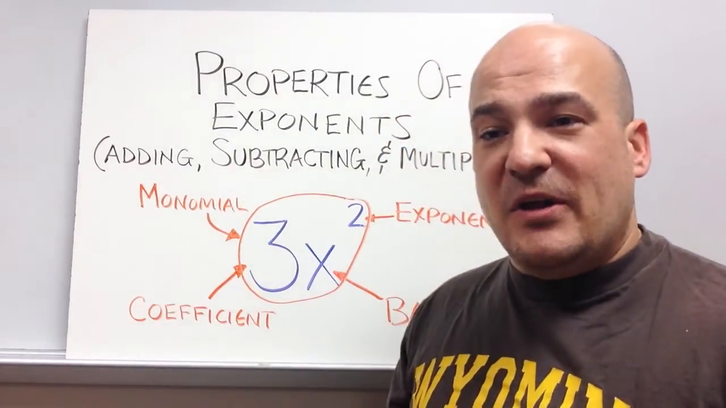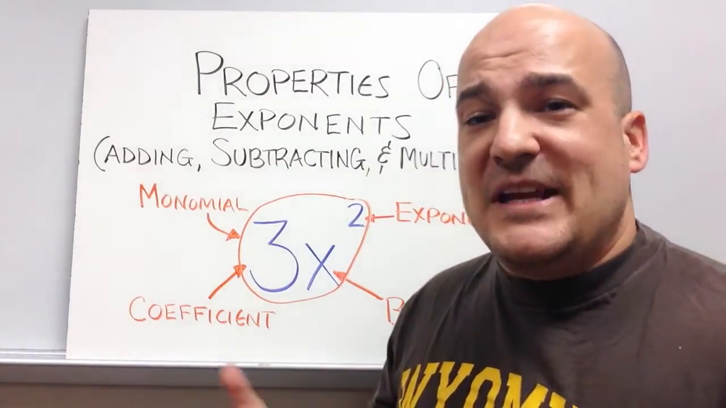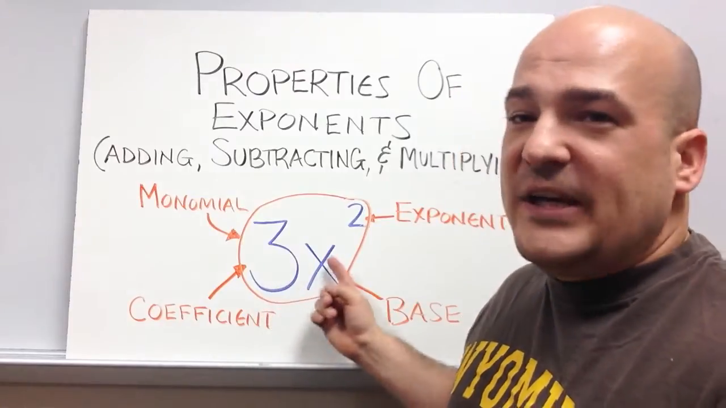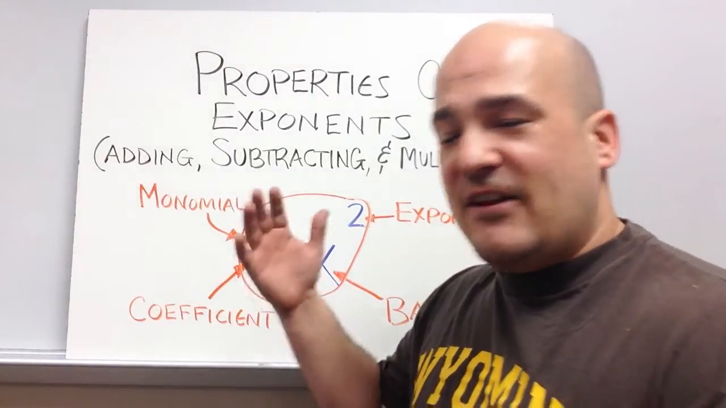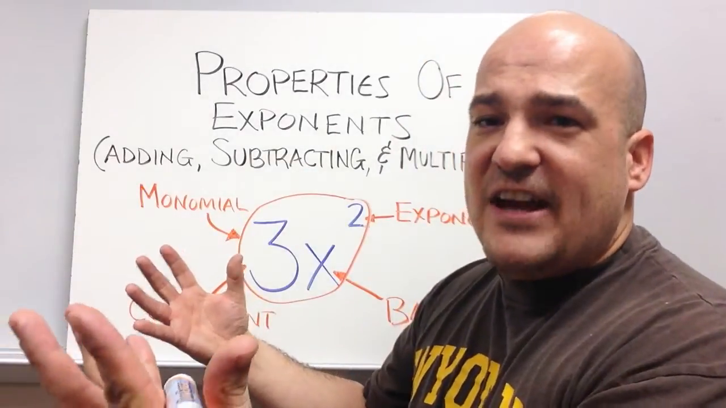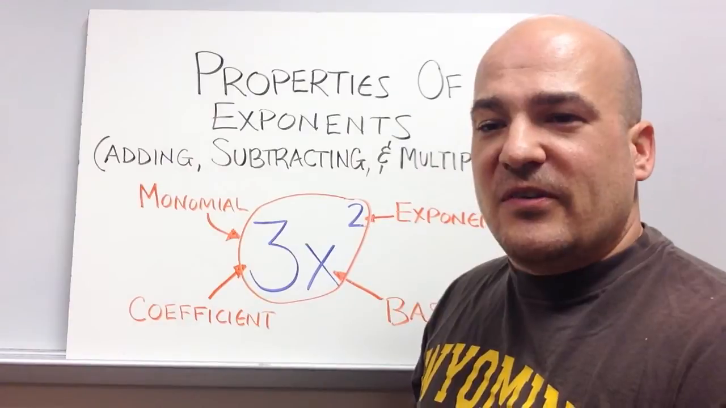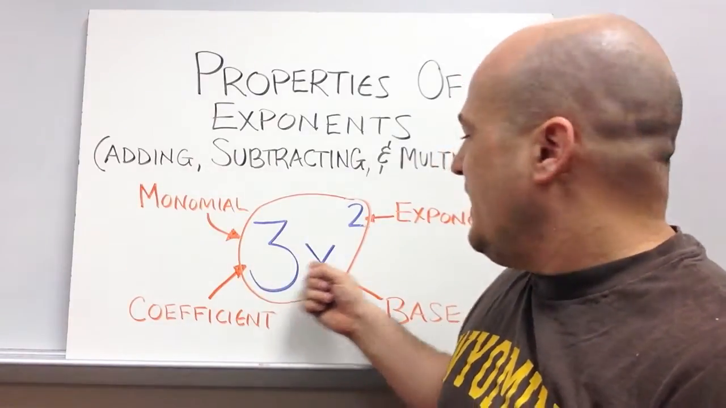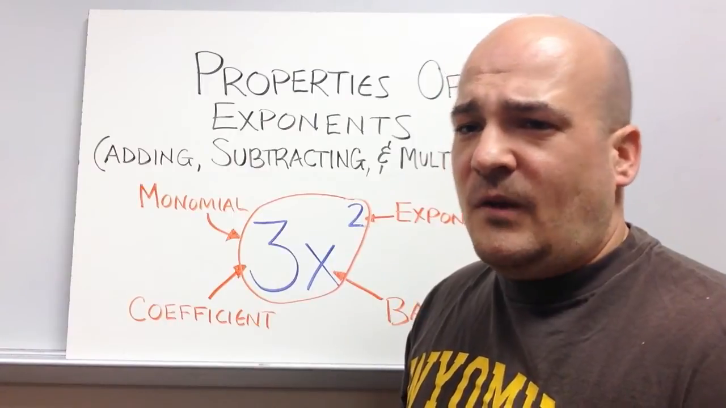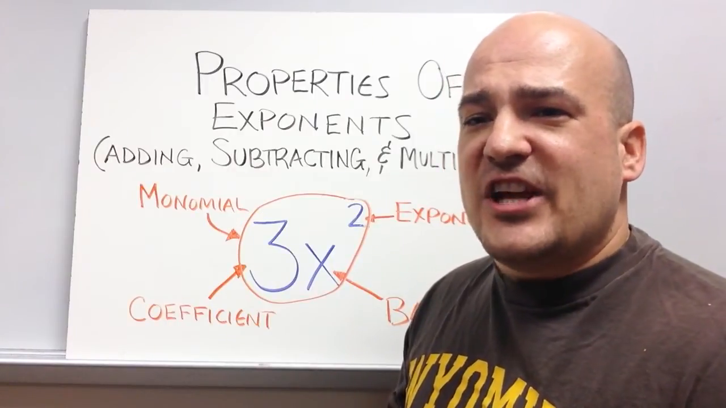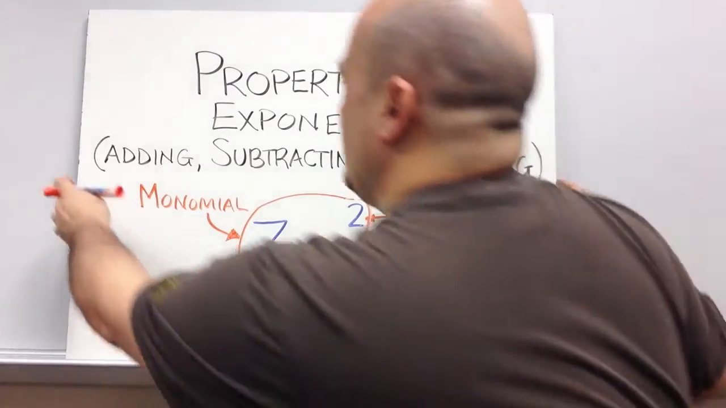A binomial, on the other hand, we're not going to talk about today, but bi means 2, so that would mean something like 3x squared plus 5x. You'd have a 3x squared and a 5x, so that's a binomial. Today we're just going to worry about monomials, and the coefficient, the base, and the exponent of monomials. Now that we've got that terminology out of the way, let's talk about how to add and subtract exponents.